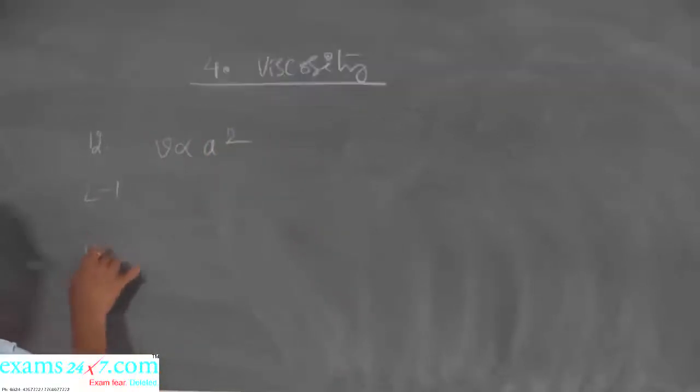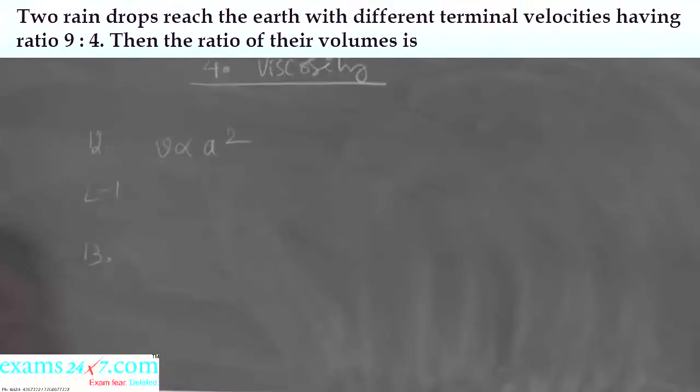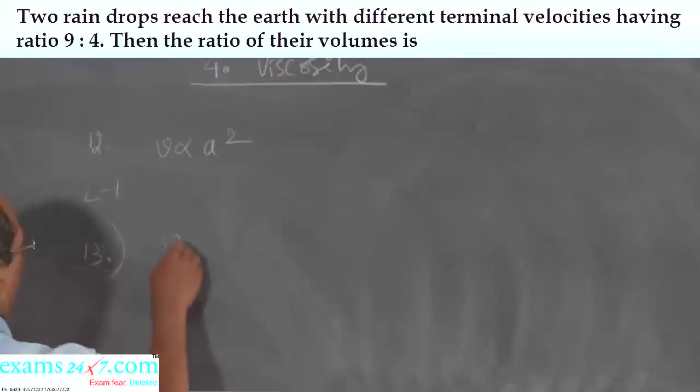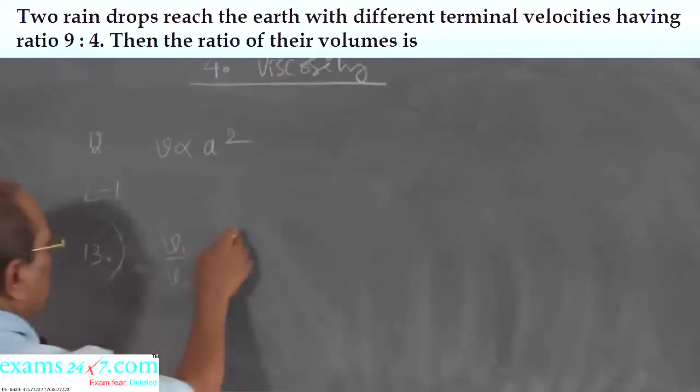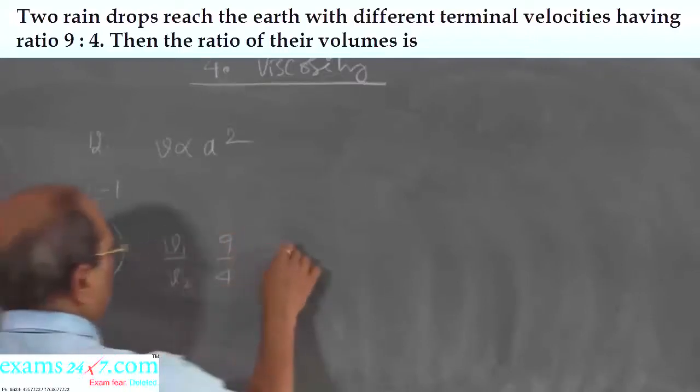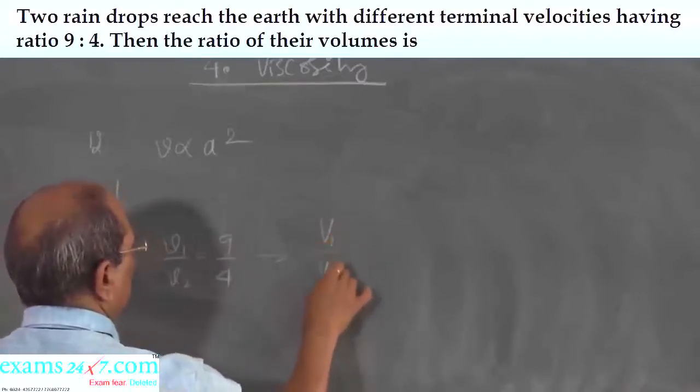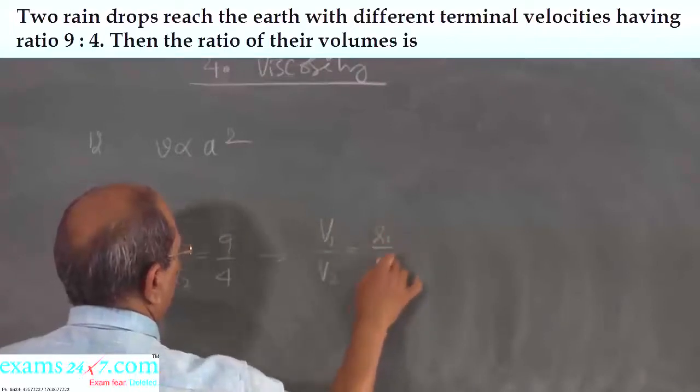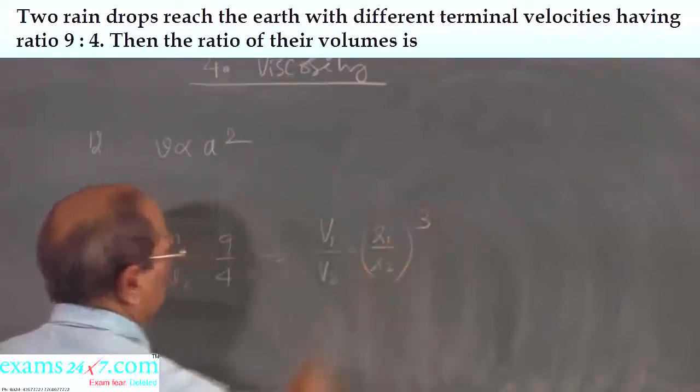Question number 13. Two raindrops reach the earth with different terminal velocities having ratio 9:4. Then the ratio of their volumes, V1 by V2, is? The terminal velocity ratio is 9:4. The question is on volume. V1 by V2 is (R1 by R2) cubed.